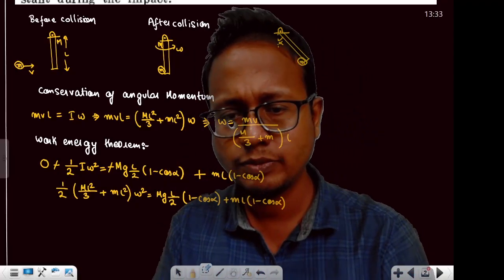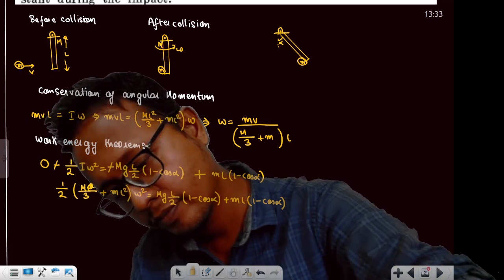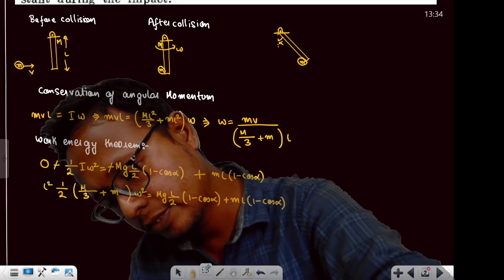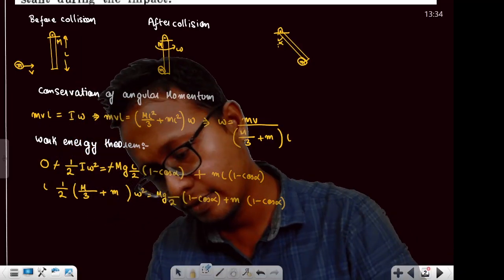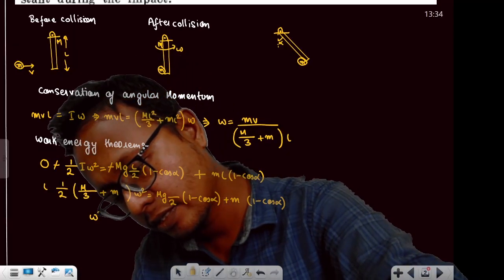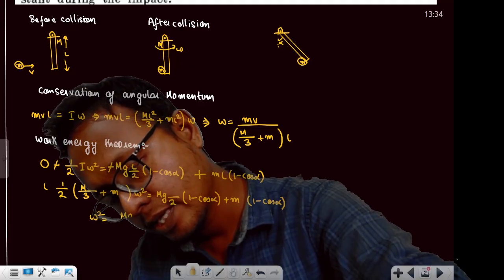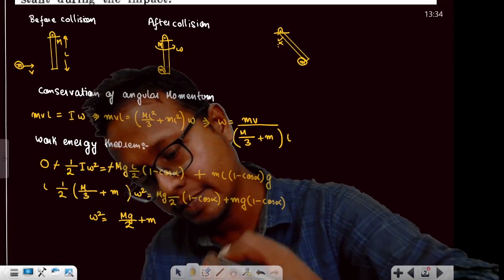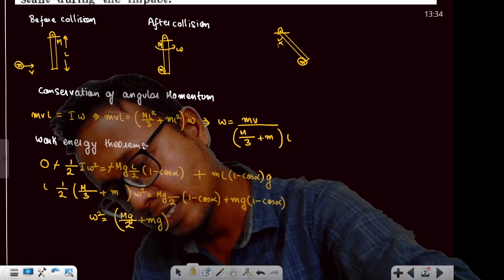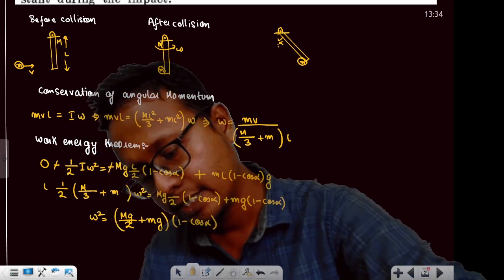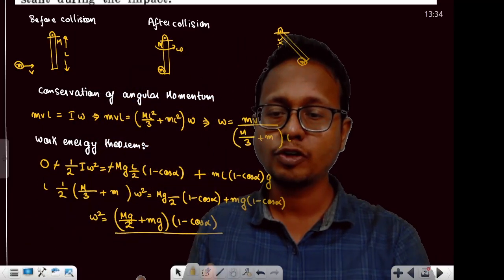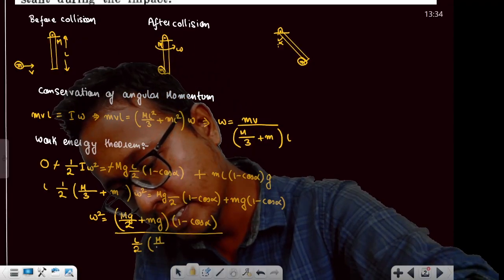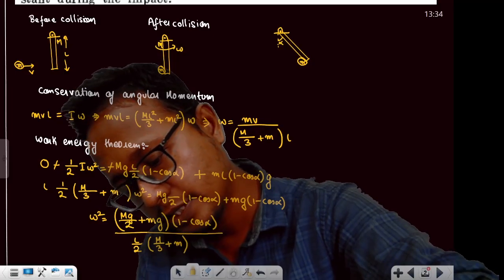Out here, what is the value of omega? Let's do the same thing. I'll take L square common and cancel out the square with L and L. So I'll get omega square is equal to m g by 2 plus m g into 1 minus cos alpha, divided by this entire term shifted to the bottom: L by 2 into m by 3 plus m. Understood? So this is our equation.